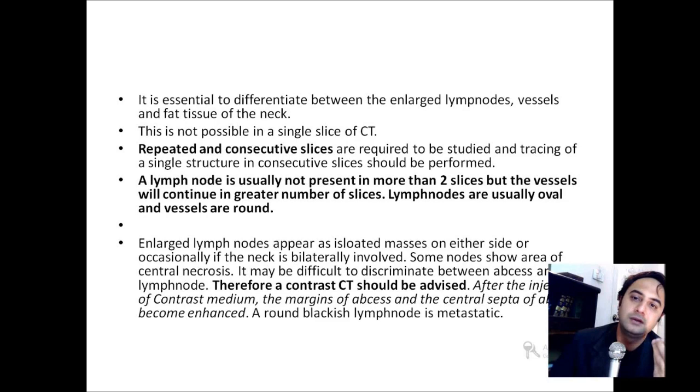in how many slices, superiorly and inferiorly, it is extending. A vessel will not extend beyond 2 slices, and a lymph node will not extend beyond 2 slices. However, if it is enlarged, it can extend, but the cross-sectional diameter of that node in the medial and the lateral aspect will also increase. So that will help you in identifying whether it is a vessel or a lymph node.